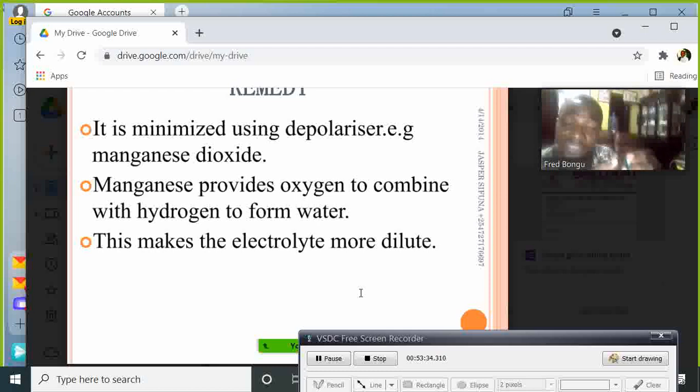Instead, we are going to have water. Remember, bubbles form a barrier. So instead of forming bubbles here, we add a depolarizer. Actually, manganese is an oxidizing agent. It's going to provide more oxygen to the cell, and this oxygen is going to react with the hydrogen which has been formed to form water. So we are going to have water, and this water is going to even dilute the electrolyte. So the electrolyte is not concentrated, because we are forming water that is diluting the electrolyte.